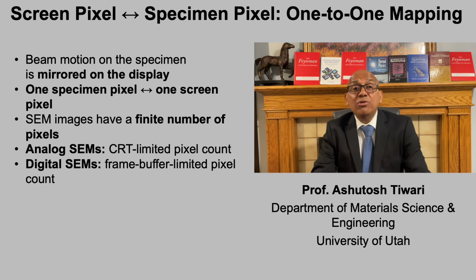Modern digital SEMs no longer use CRTs. Instead, images are stored in digital frame buffers. While the technology has changed, the pixel sampling principle is exactly the same. The image still contains a fixed number of pixels. Increasing the magnification does not increase the number of pixels in the image. It simply maps a smaller region of the specimen onto the same fixed pixel grid. This is why SEM magnification is fundamentally different from optical magnification, and why resolution cannot be improved by zooming alone.